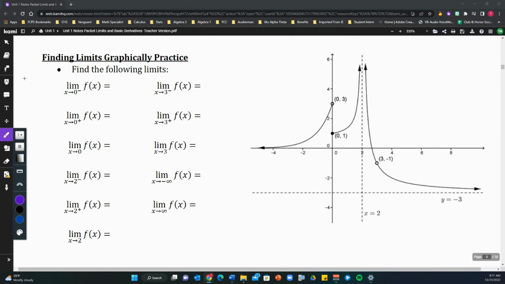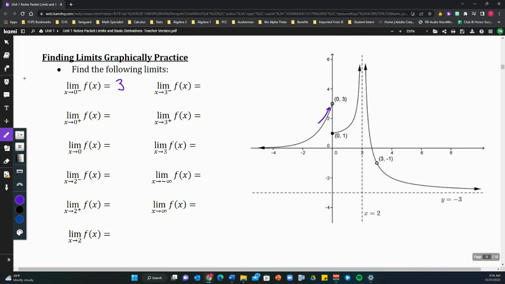So the limit as x approaches 0 from the left side. I do recommend drawing little arrows on these graphs. It definitely helps visualize it. In this case, we are approaching a value of 3. And right off the bat, as soon as I see all these are concerned with x equals 0, I notice this break discontinuity.